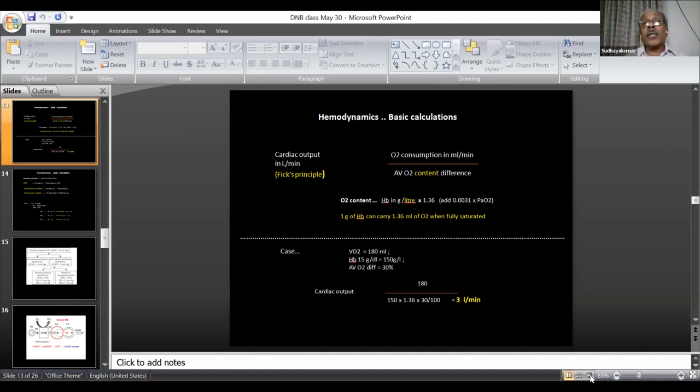So oxygen consumption divided by the oxygen content, hemoglobin in liters. That is 15 gram in 100 ml is 150 gram in 1 liter, into 1.36 ml of oxygen that 1 gram of hemoglobin can carry. So that is oxygen content. I have excluded the dissolved PaO2 and the difference is 30%. So 30/100. This 100 will go and it will come as 3 liters per minute. So cardiac output is 3 liters per minute.